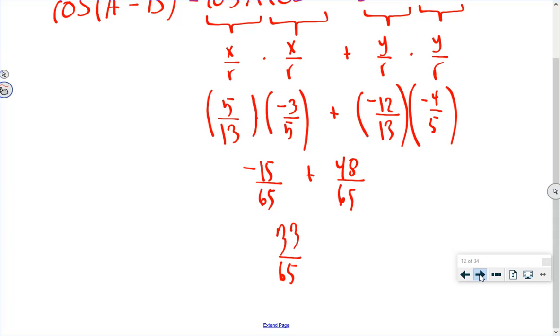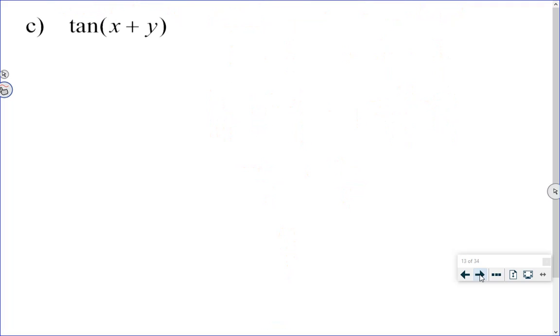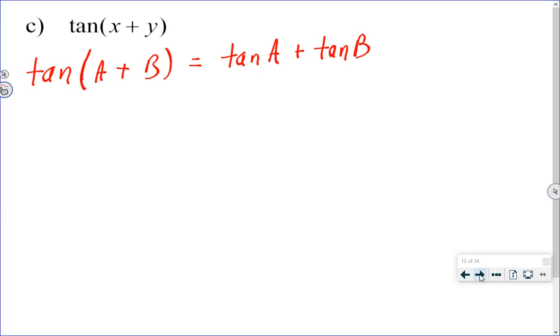One last one. And again, I don't remember these, although I think I'm going to try to remember this one because we already used this today. tan(A plus B) equals (tan A plus tan B) over (1 minus tan A tan B). Is that correct? Okay, good.